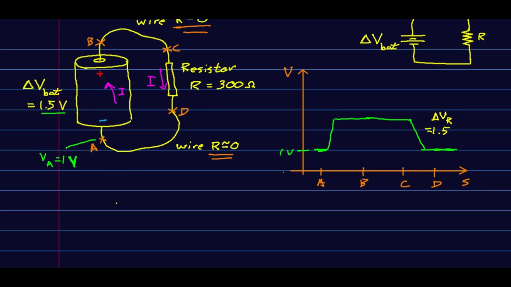And we can now find it because we know that the current through the resistor is the potential difference across the resistor over the resistance of the resistor. And so that's just 1.5 volts over 300 ohms. And so that comes out to 0.005 amps or 5 milliamps.